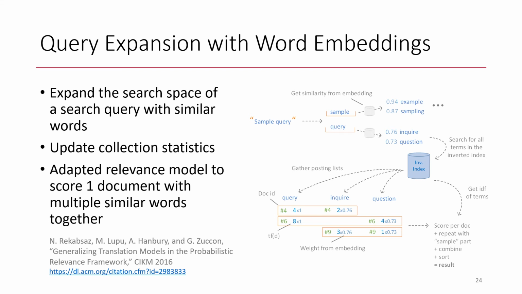And how this works, you can see in this plot here. You start with a sample query, and then you split the query, and for each word you look up the similarity from a word embedding, and then you define a threshold of cosine similarity, such as 0.7, that those words have to be above. And then you search for all the terms in the inverted index. You gather the posting lists, and then you weight each document with the connection based on the weight from the embedding.